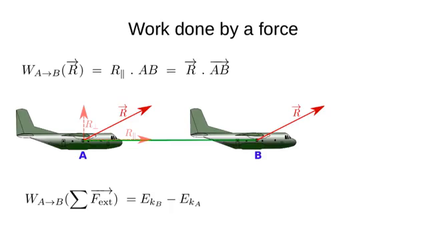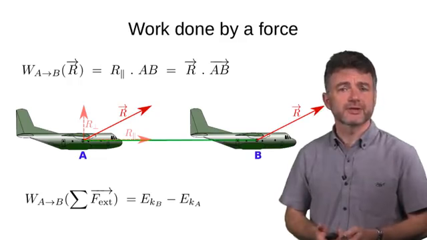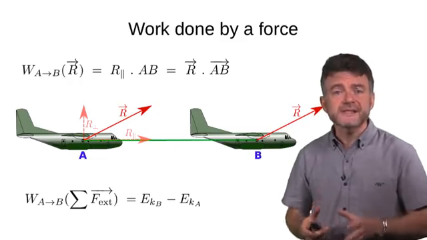The work done by a constant force R applied to a body moving from point A to point B is the product of the component of R parallel to AB by the length of this displacement. This can also be expressed by the dot product R dot AB. This work is an energy in joules that is received by the body.